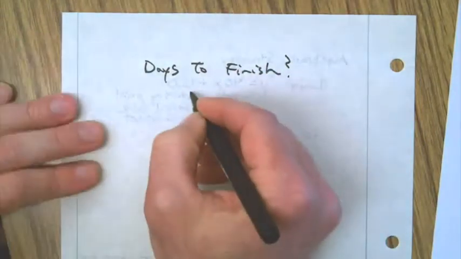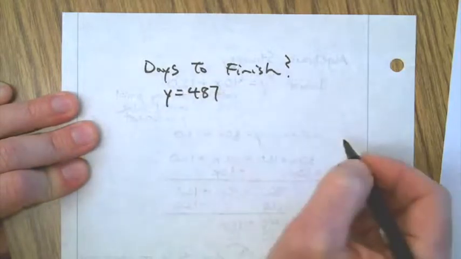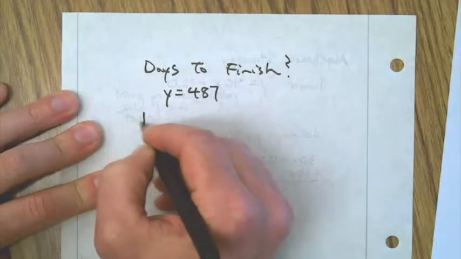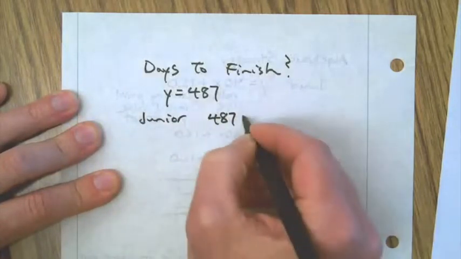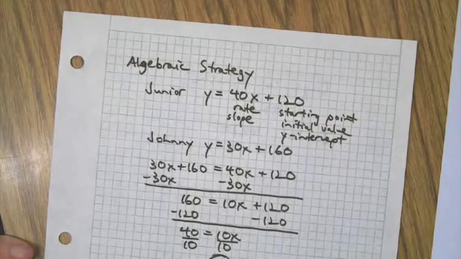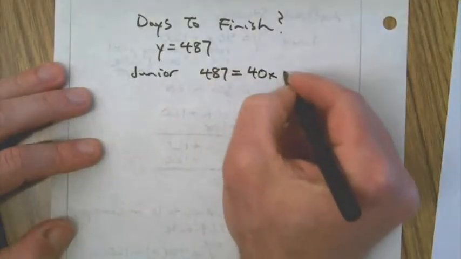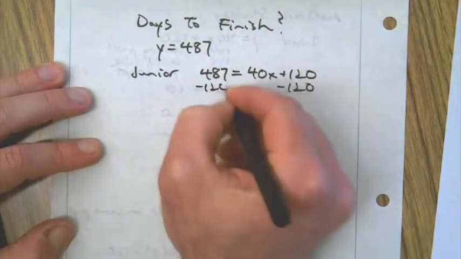Well, there are 487 pages in the book, so that means y is going to equal 487. So I can take Junior and say 487 equals, what did he read? 40x plus 120. And we're just going to solve this for x.